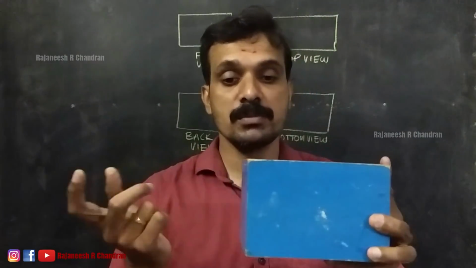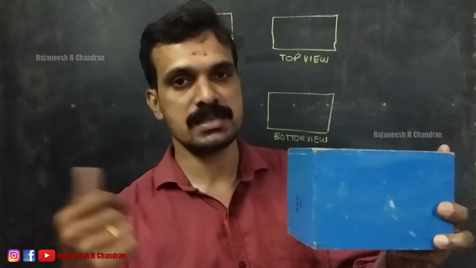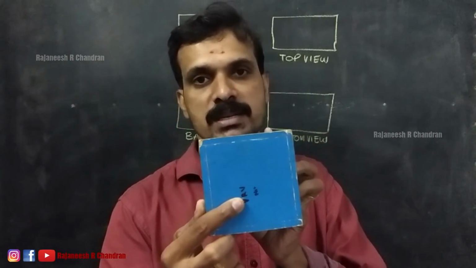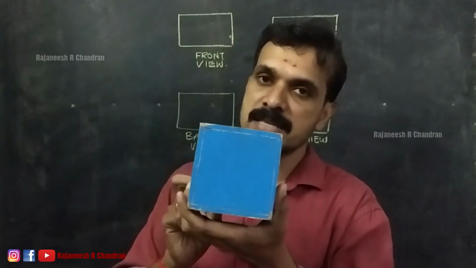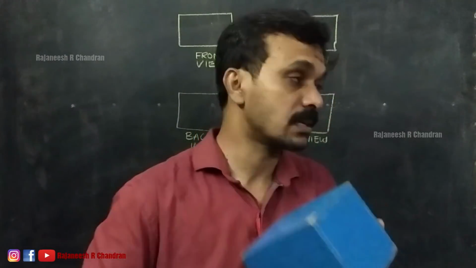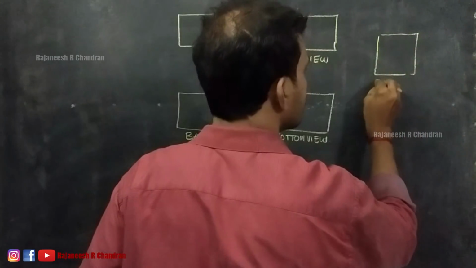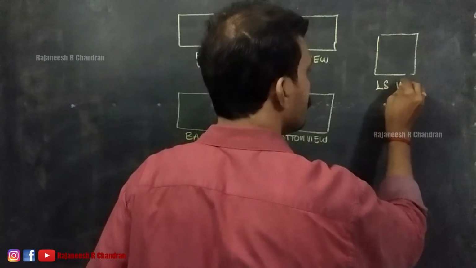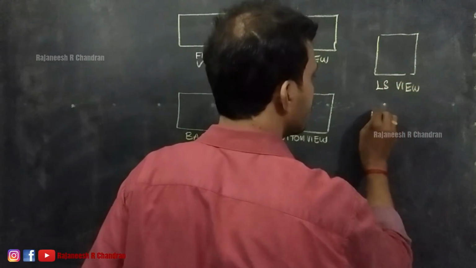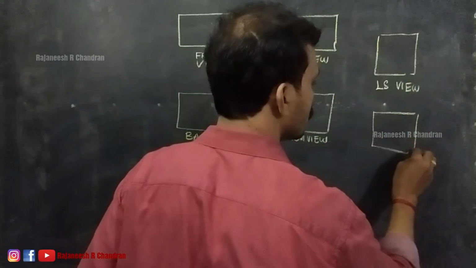When he observes from its left side, this is its left side, he can see this rectangle. When he observes from the right side, he can see this rectangle. So this is the left side view and this is the right side view.